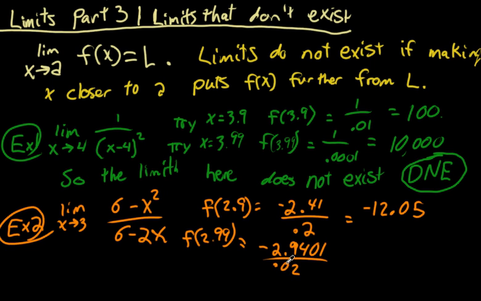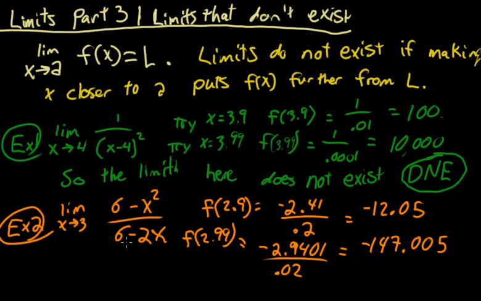0.02. So if we do the numerator, negative 2.9401 divided by our denominator, we get negative 147.005. So here, as x gets closer and closer to 3, our answer gets closer and closer to negative infinity.